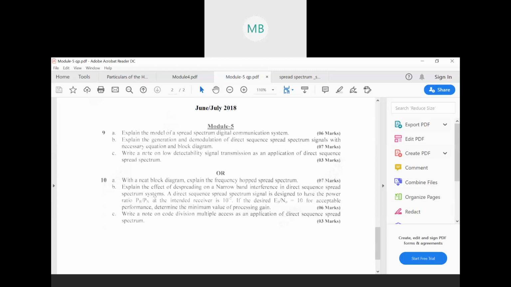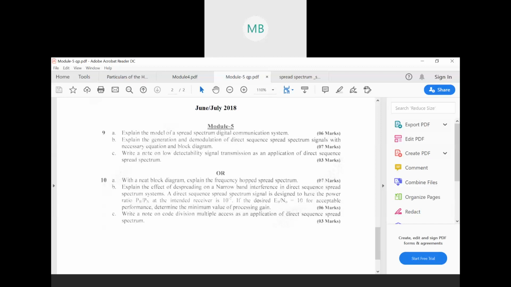Next, explain the effect of despreading on a narrowband interference in direct sequence spread spectrum systems. And the second part is, a direct sequence spread spectrum signal is designed to have the power ratio PR by Pn at the intended receiver as 10 raised to minus 2. If the desired Eb by N naught equal to 10 for acceptable performance, determine the minimum value of processing gain. Already we have solved this problem. Processing gain will be 10 by 10 raised to minus 2, or 1000.